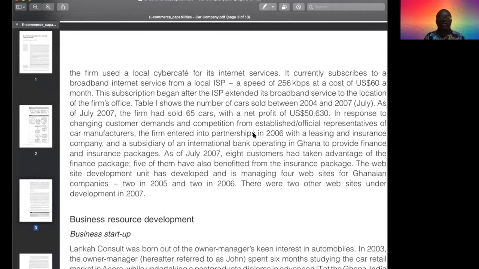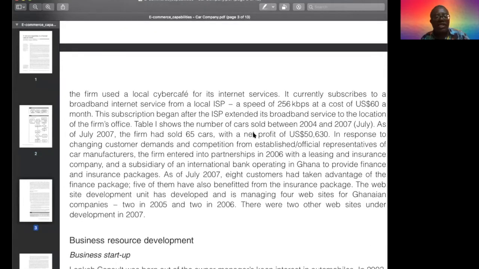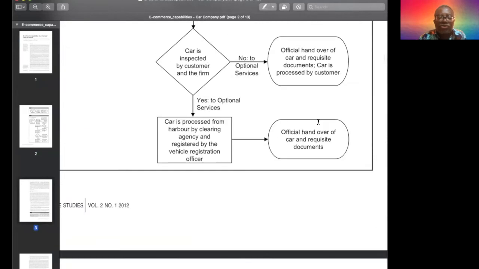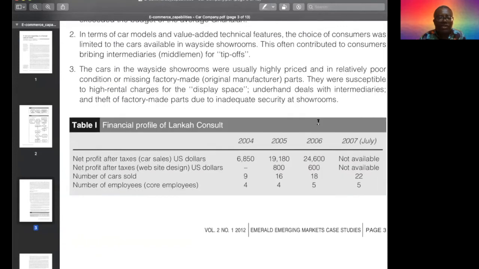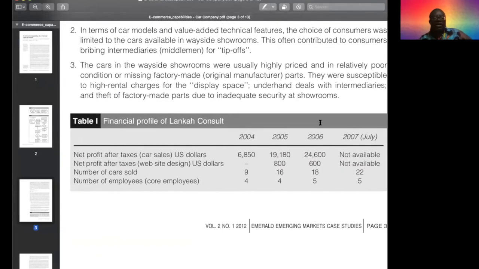And then you can see at the end, it tells you Table 1 shows the number of cars sold between 2004 and 2007. So look at Table 1 here. Financial profile of Lanka Consult. Net profit after tax, after sales tax, car sales tax in the US. Okay. The net profit after tax, net of web design, the number of cars sold, the number of employees. So you start seeing what business the company is doing.